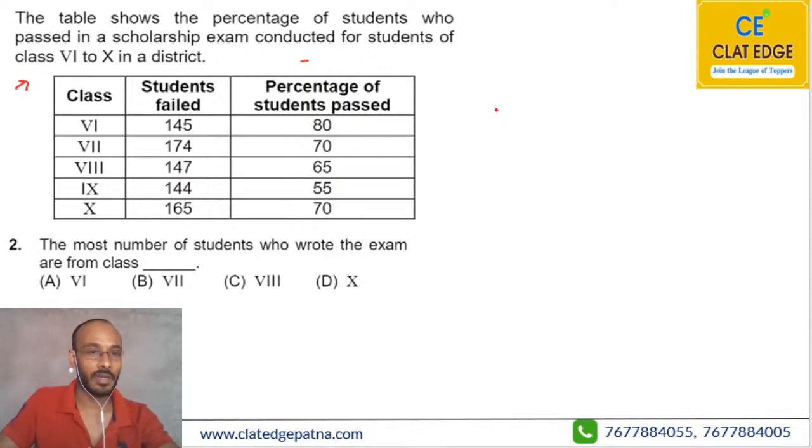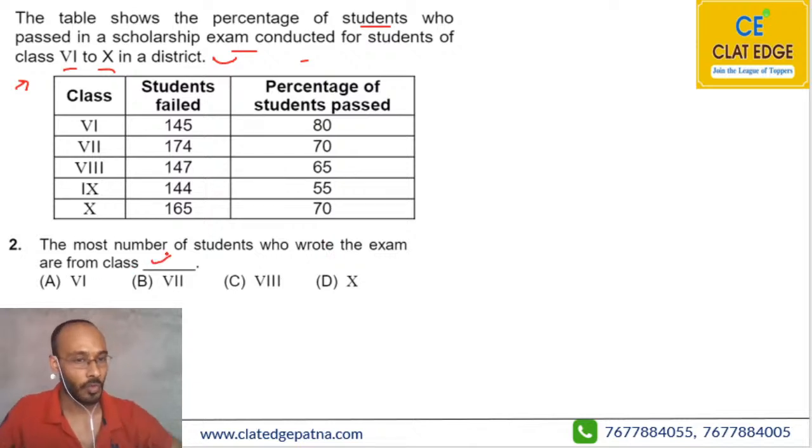The question says that the table shows the percentage of students who passed in a scholarship exam conducted for students of classes 6 to 10, right? So the information given here is exams failed and students passed, both. The question says the most number of students who wrote the exam are from which class, right? So what you can see, this is 80%.